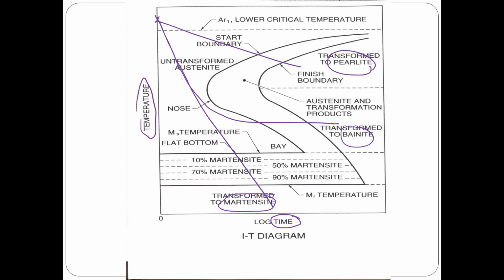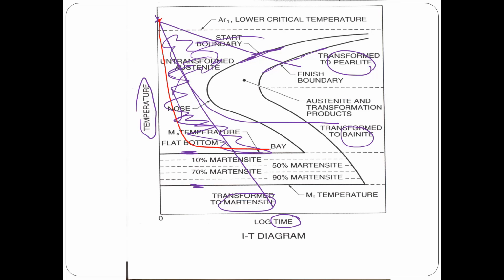Remember on the diagram, this black line here on the right hand side is my finished boundary, and this black line on the left hand side is my start boundary. So this is my start boundary here, this is my finished boundary. What that means is everything to the left, which I'm going to dirty up on the diagram, is still austenite, untransformed austenite, cooling down.